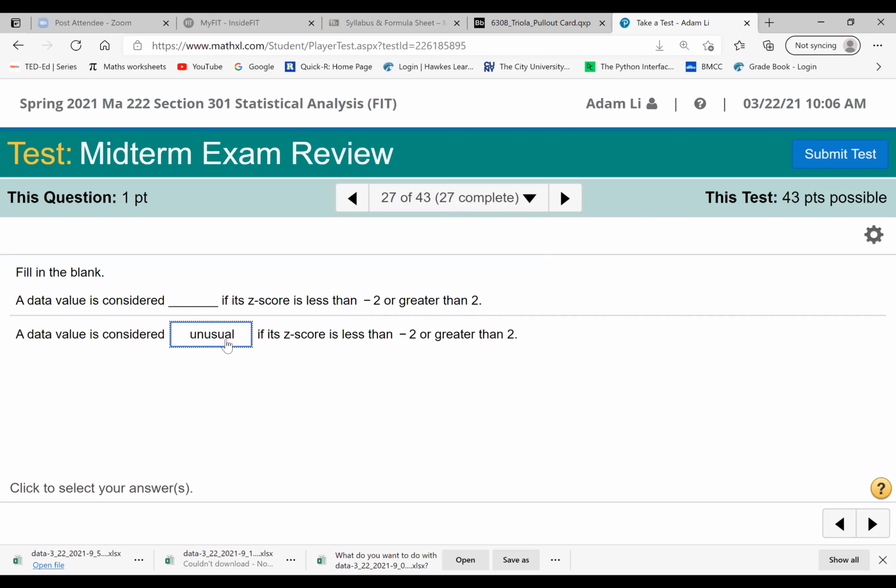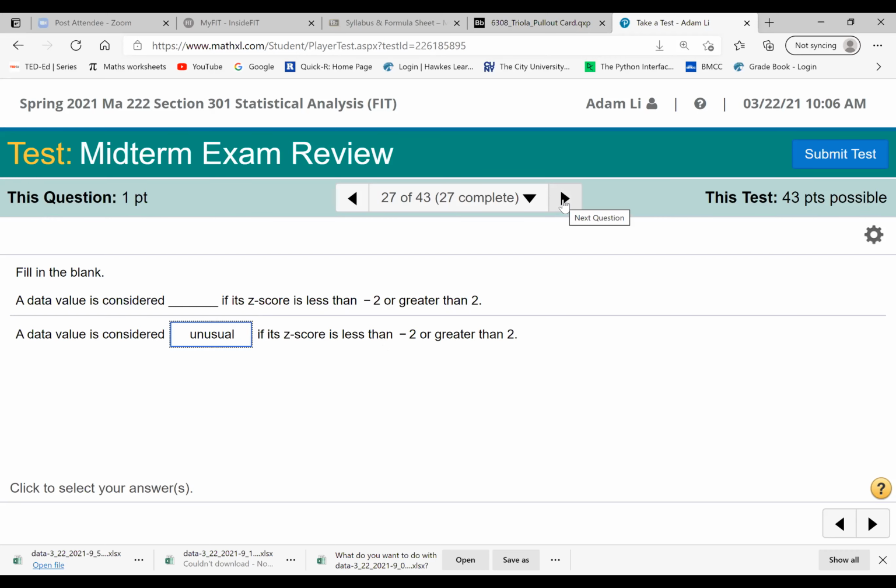So all these concepts are connected, and the z-score becomes like an index we use to identify usual values from unusual values. If it's within the normal range or usual range, -2 to 2, then that's a usual value. Outside that, less than -2 or greater than 2, they are unusual values.